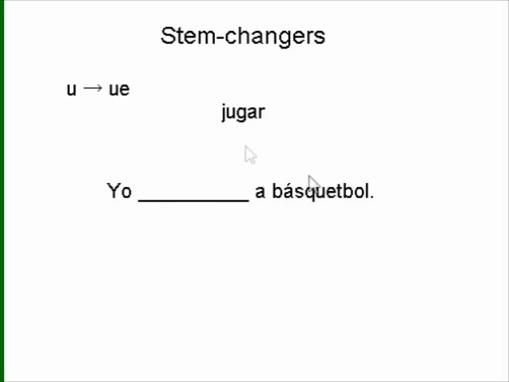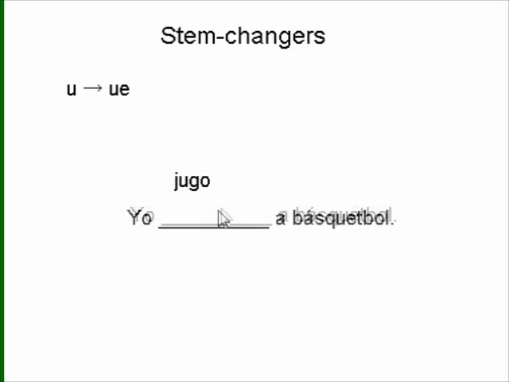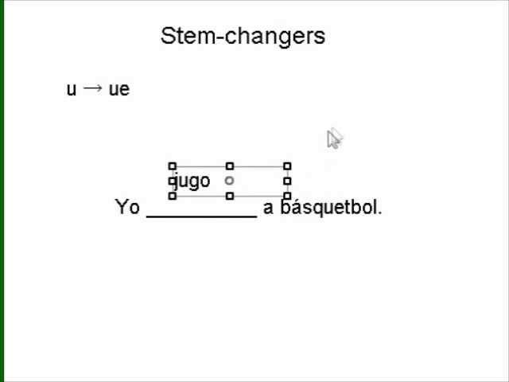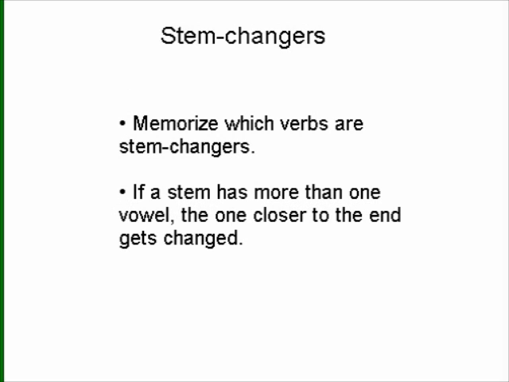Jugar is a U to UE stem changer. If we had yo blank basketball, we would say, okay, that's an AR verb, so I'm going to cut off the AR, and we would expect to stick an O on the end and have this. That would be correct if it were not a stem changer. However, since it is a stem changer, we have to go in, and where the U is, we have to make that UE instead. And so our actual correct form of the verb is juego. Yo juego basketball. You just have to memorize which verbs are stem changers. Also, if a stem has more than one vowel, the one closer to the end gets changed.